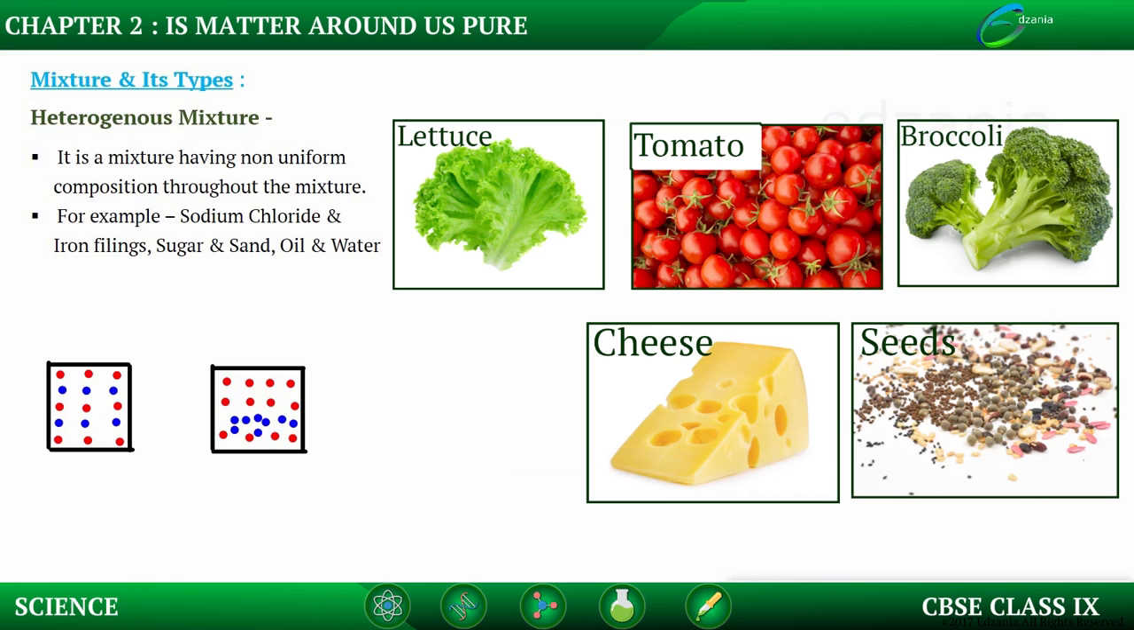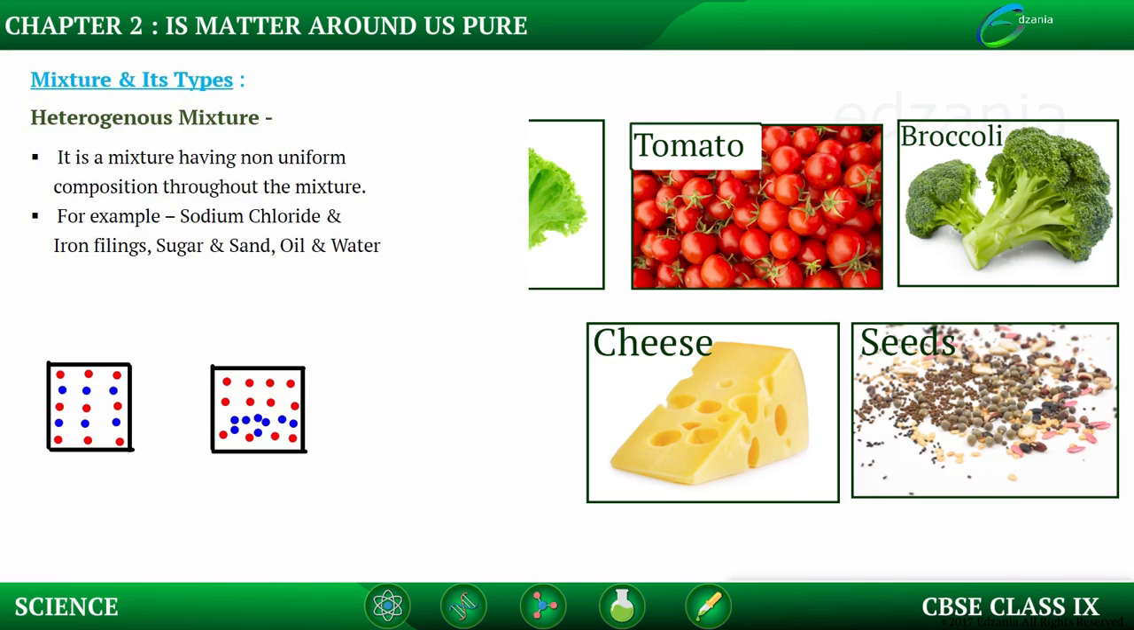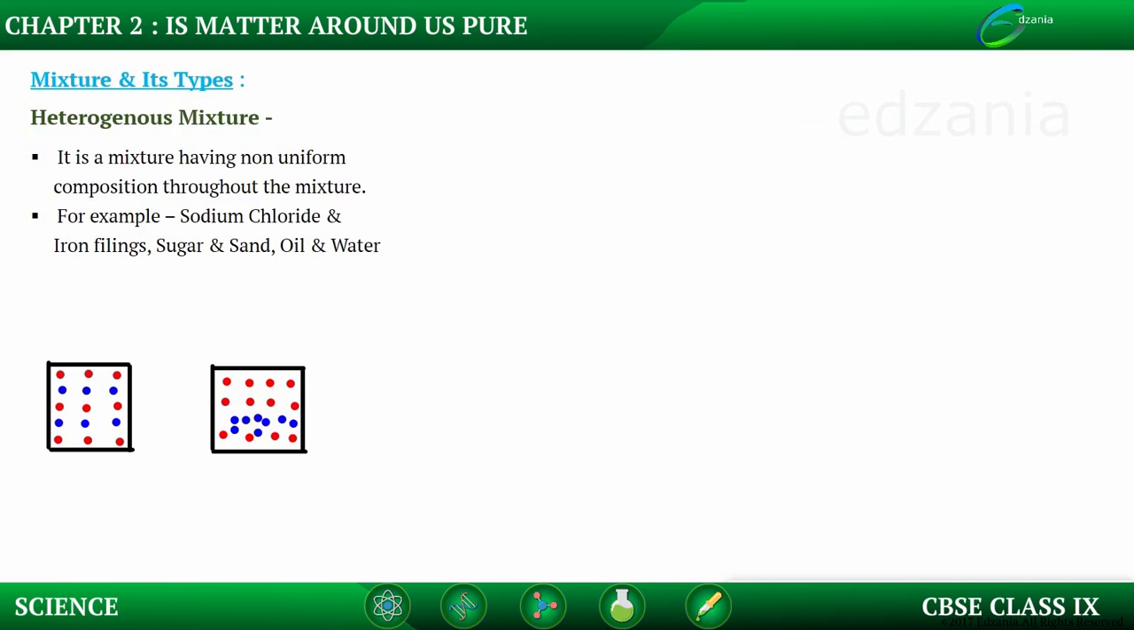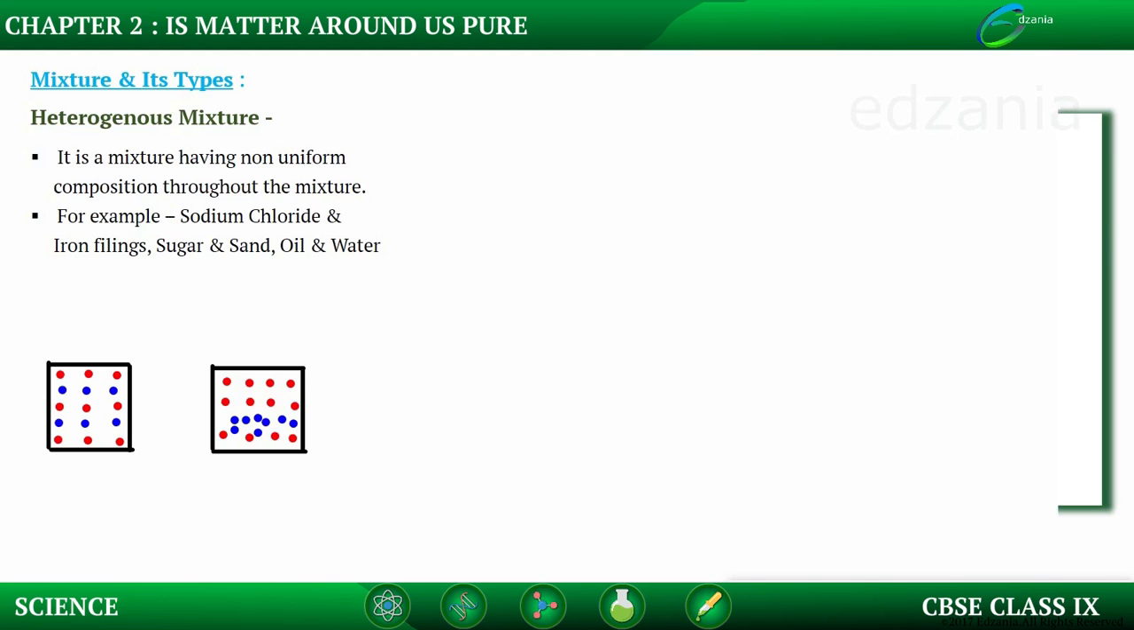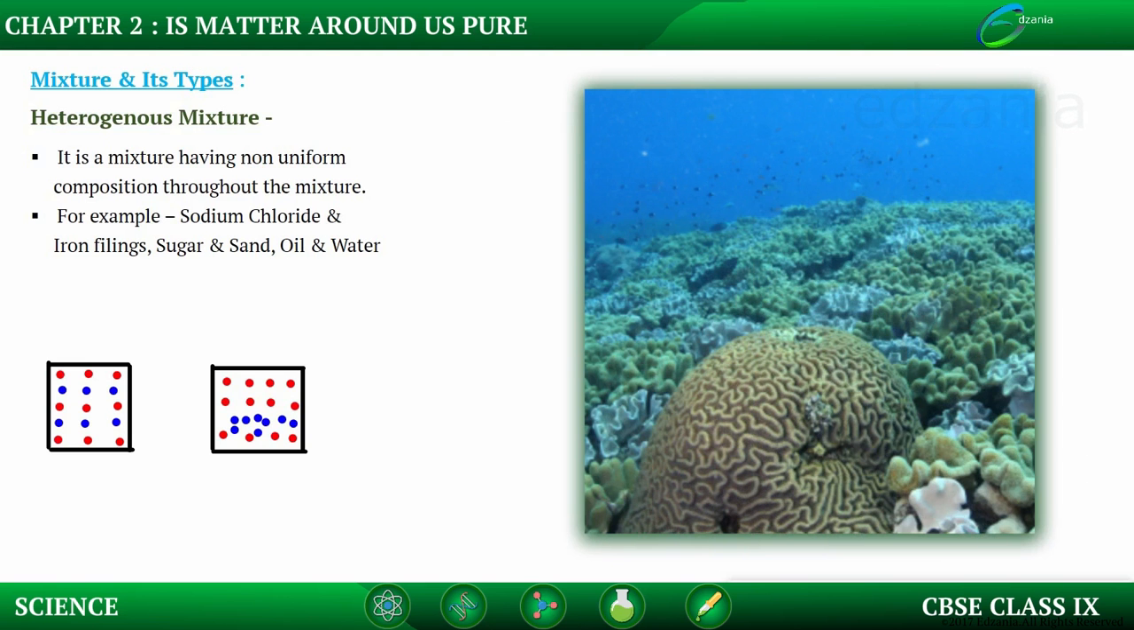Pizza is a heterogeneous mixture. It contains dough, sauce, cheese, and other vegetable toppings, and hence it forms a heterogeneous mixture because the composition is not uniform throughout. Similarly, a bowl of oatmeal is also an example of heterogeneous mixture. And the biggest example, the huge example, is the Pacific Ocean, which contains all type of plants, animals, which are floating around haphazardly and they are suspended in salt water, and hence it is the example of heterogeneous mixture.